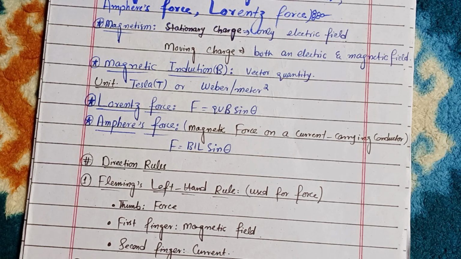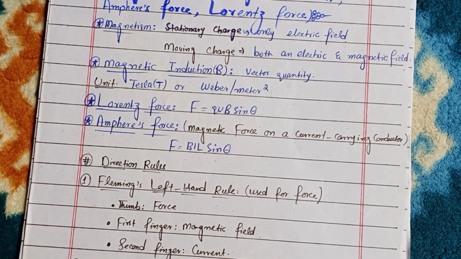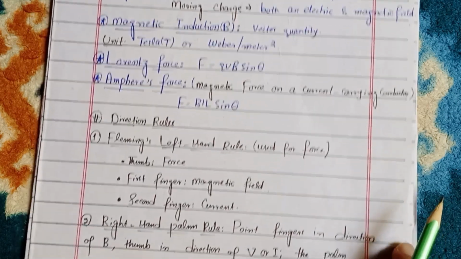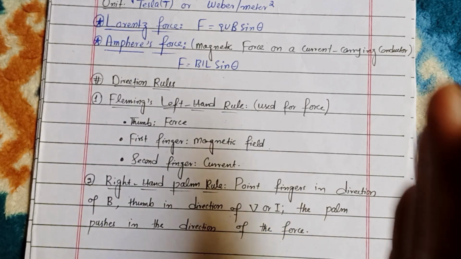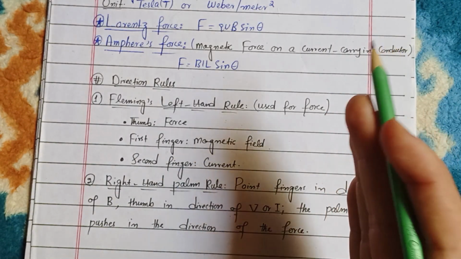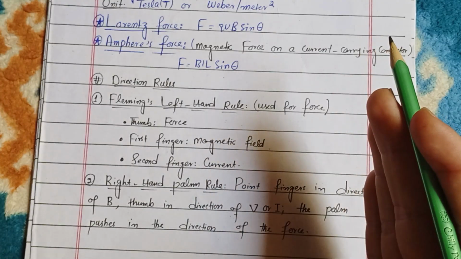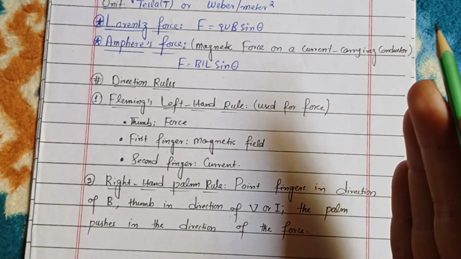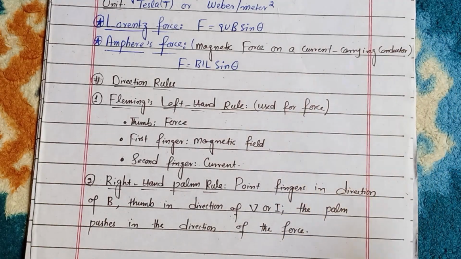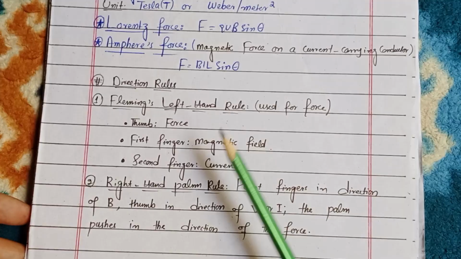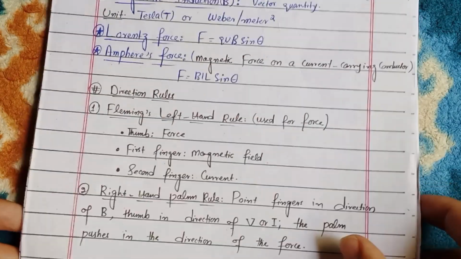What is the right hand rule? The right hand palm rule is: point the fingers in the direction of the magnetic field, the thumb in the direction of V or I, and the palm will push in the direction of the force. This is the second rule, the right hand palm rule. If you memorize this rule, this will also be enough for you.